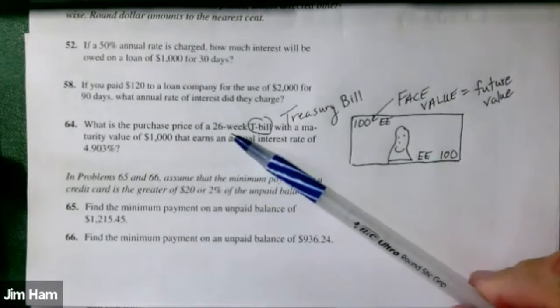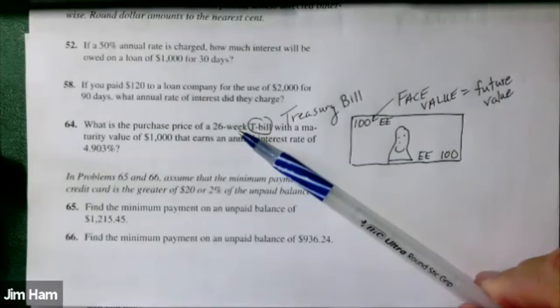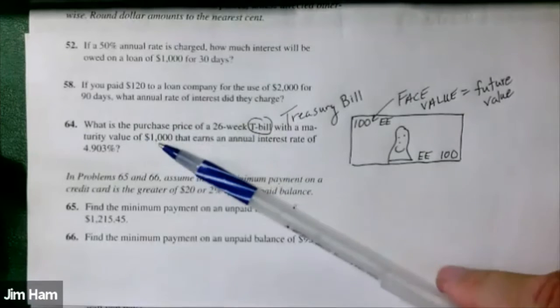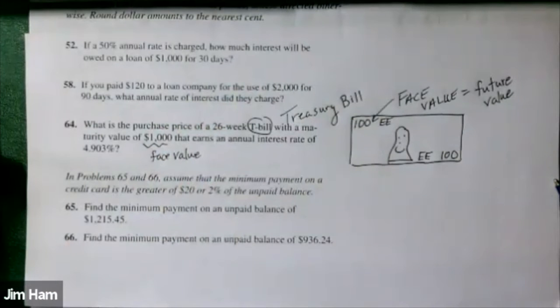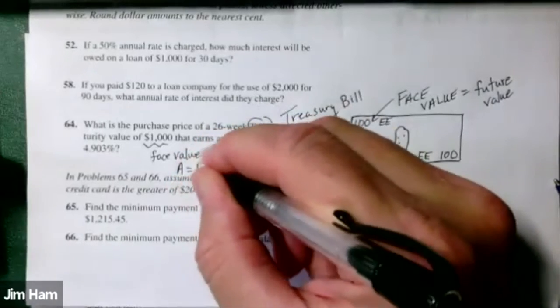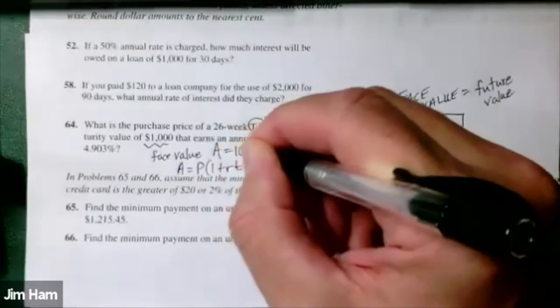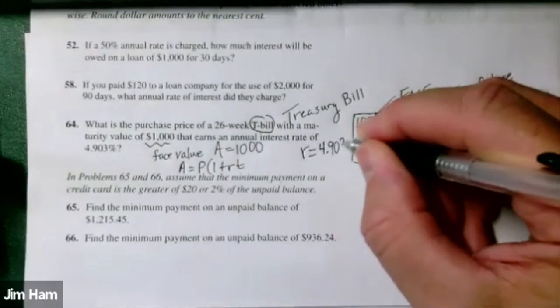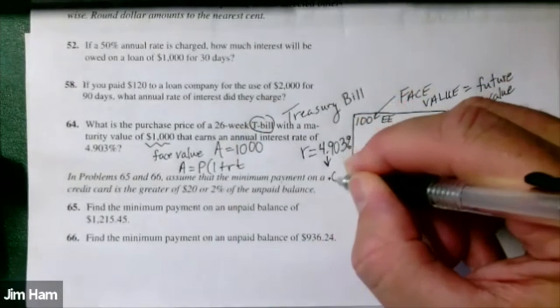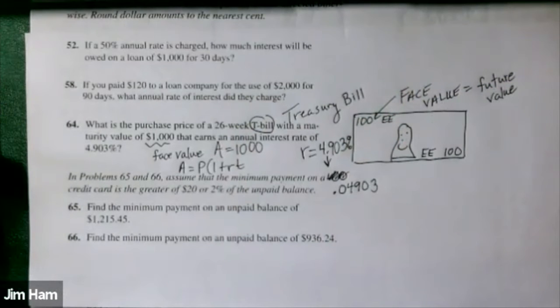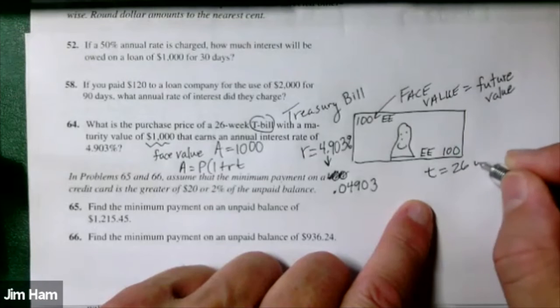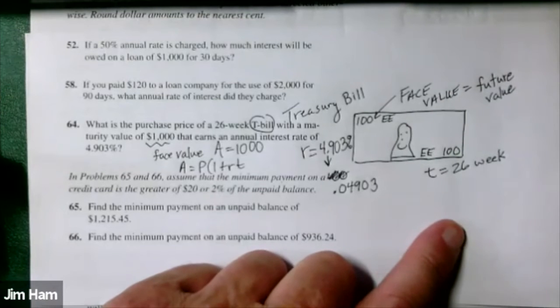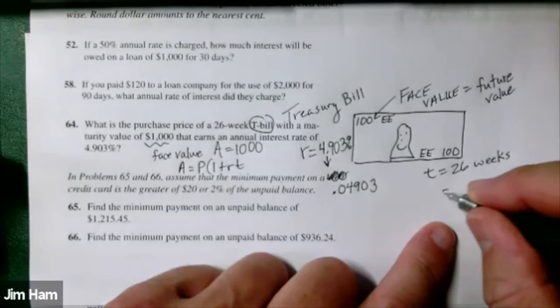Okay, so there's a 26-week T-bill. That means you buy it today and it matures in half a year, 26 weeks. With the maturity value, like the face value, in the future it matures and you get this increase in value. So in our formula, A equals P times (1 plus RT), the A is what the thing is going to be worth in the future. It earns an annual interest rate of 4.903, and that's a percent. So we're going to convert that to a decimal by moving the decimal point 2 places to the left and taking away the percent symbol. And since it matures in 26 weeks, that's going to be the T value that we put into the formula. 26 weeks is equal to 1/2 of a year.